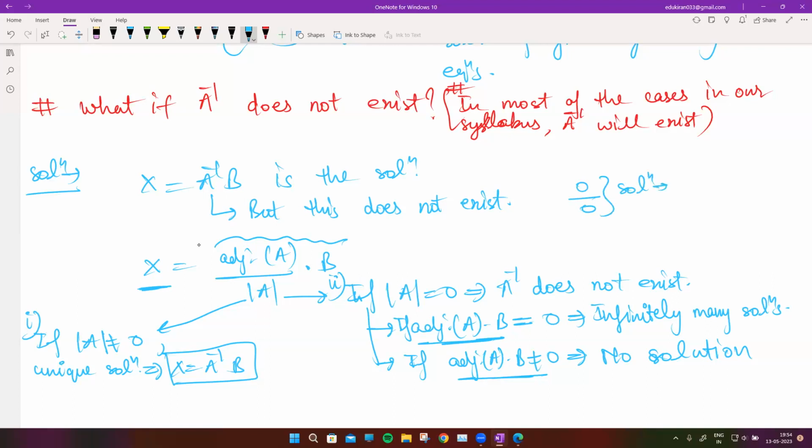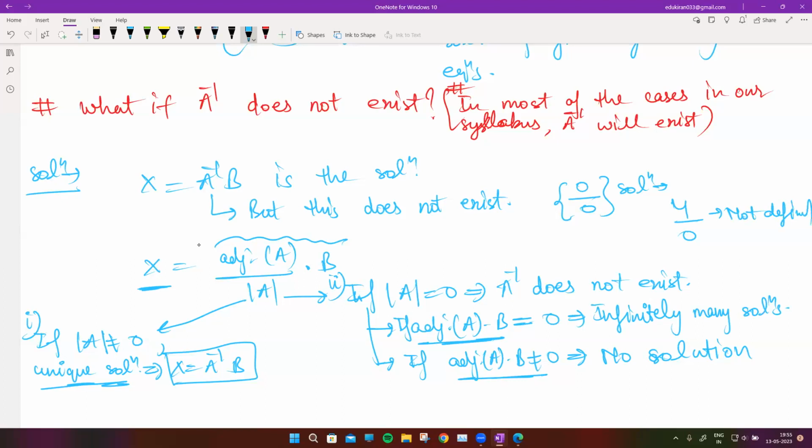The answer will come. In the answer we have only one left now, infinitely many solutions. You got two ways to get an answer, either unique solution or infinitely many solutions. The unique solution case has already happened. So we will go for infinitely many solutions when it is 0 by 0. If it is non-zero by 0, it means like this 4 by 0, right? Then this is not defined. Not defined means no solution.